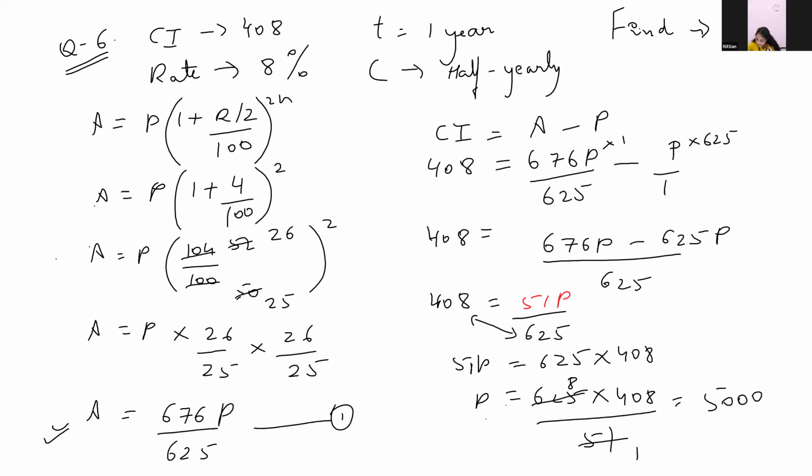Okay, Abraham. Now, Abraham, can you find out the amount for me? I have the principal, I have the CI. Find out the amount for me, Abraham. Okay. Calculate the amount and tell me.